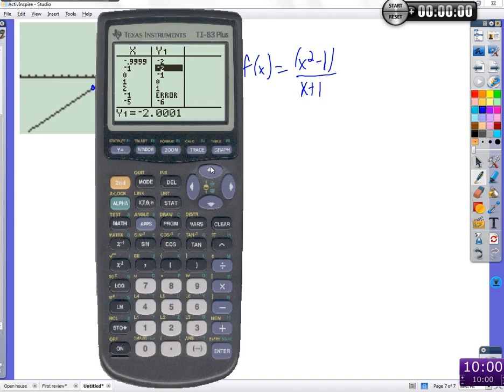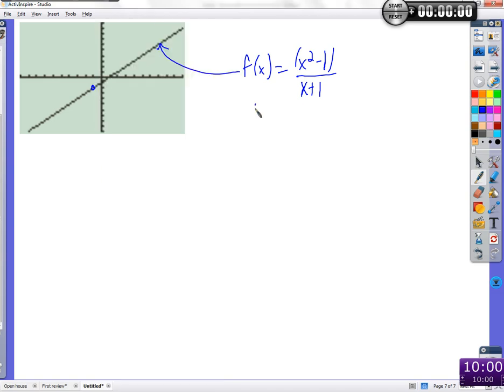But what do we find out? What is the limit? Negative 2. The limit as x approaches negative 1 of x squared minus 1 over x plus 1 is negative 2, because on the right and on the left, we're approaching the same value. Okay, so we can have a limit if there's a hole. It's just what it's getting close to.